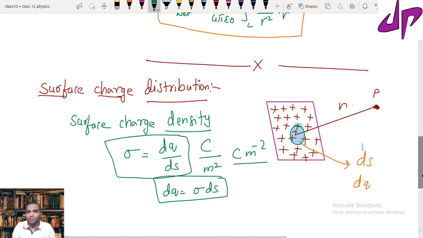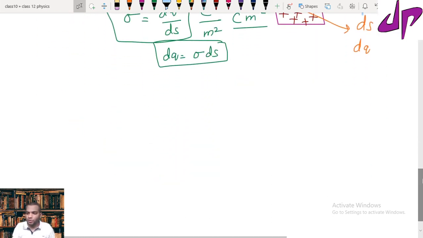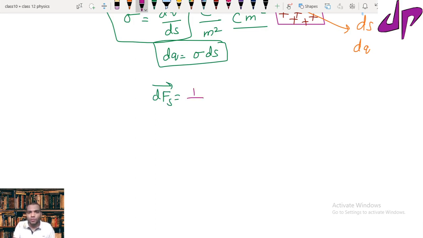To find out the force at a given point, I have taken a test charge q naught at the point P. Now you can apply the Coulomb force. By Coulomb's law, the electrostatic force due to the small surface element equals 1 over 4 pi epsilon naught, charge on the surface dq, times the charge at point P, q naught, upon distance r square, in the direction r cap.